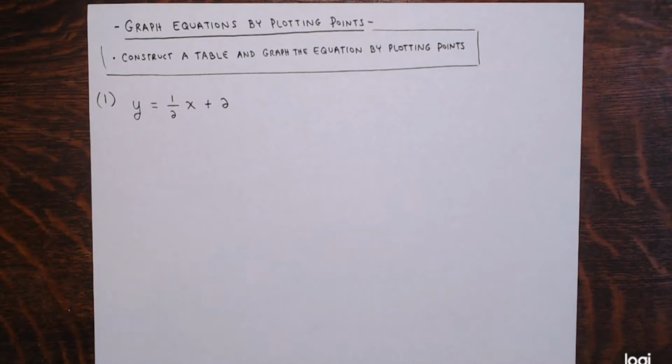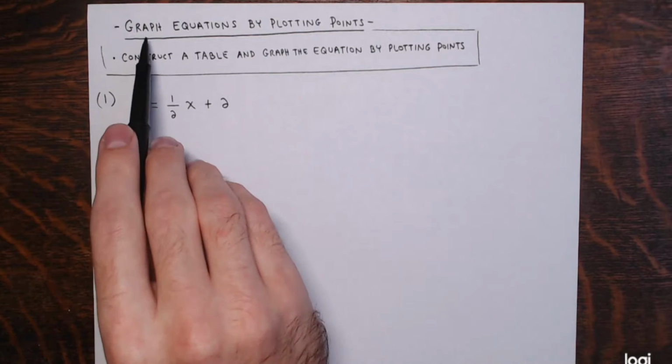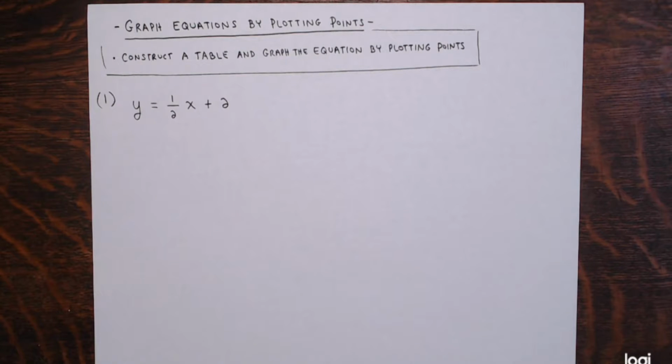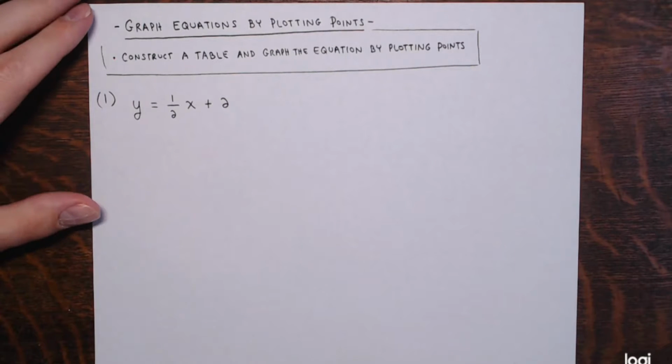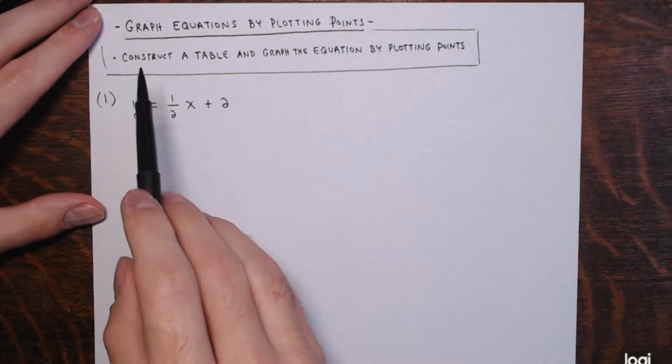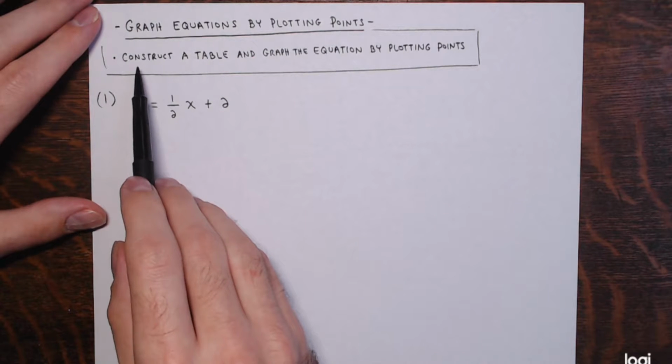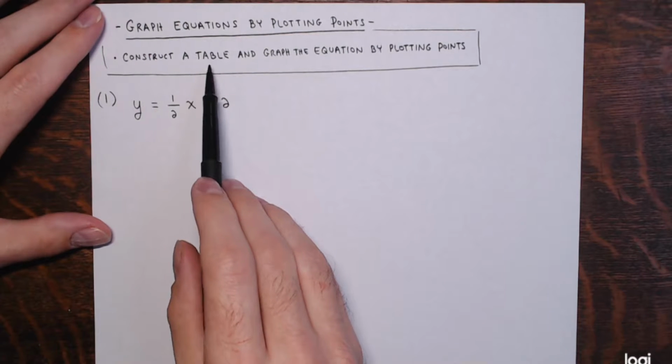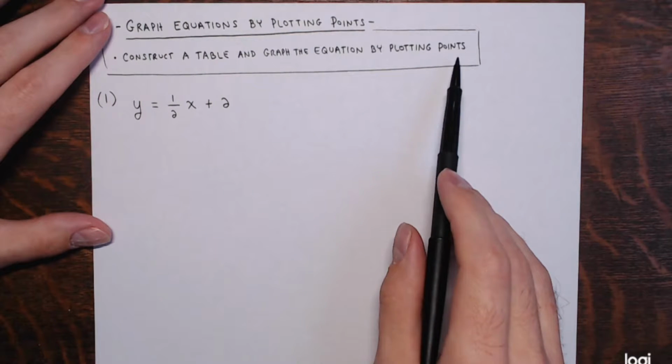Alright, so I have all the examples written out on paper. So here we go. Again, we are graphing equations by plotting points. Remember, points are ordered pairs, an x-coordinate and a y-coordinate on the coordinate plane. So our instructions for all these exercises is to construct a table and graph the equation by plotting points.